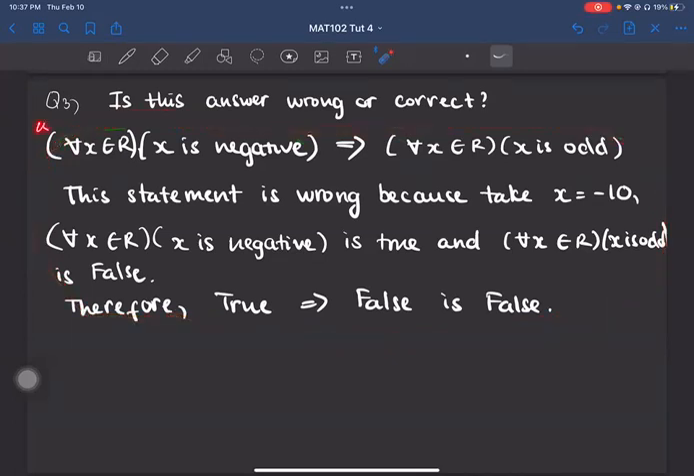So the statement they have to consider is, for every real number x, x is negative implies for every real number x, x is odd. And they say that if you take x equal -10, then for all real numbers x, x is negative is true because -10 is a negative number. And when x is equal to -10, x is odd is false because -10 is an even number. Therefore, we have true implies false is false. What's wrong in this way of argument is they are assigning the value x equal -10 to a statement.